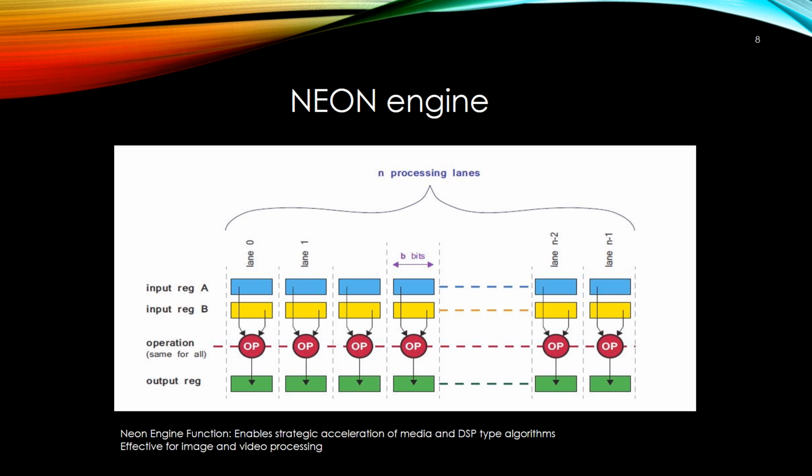Neon supports a variety of data types including signed and unsigned integers, single precision floating point, and half precision floating point.